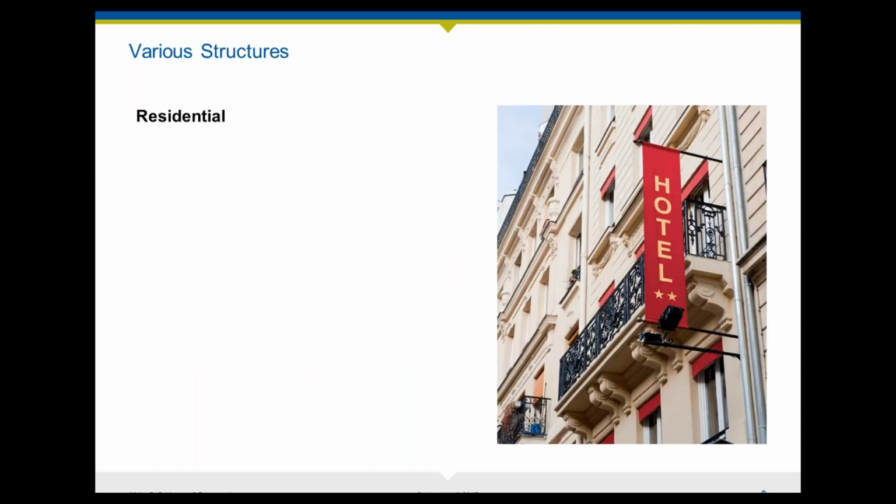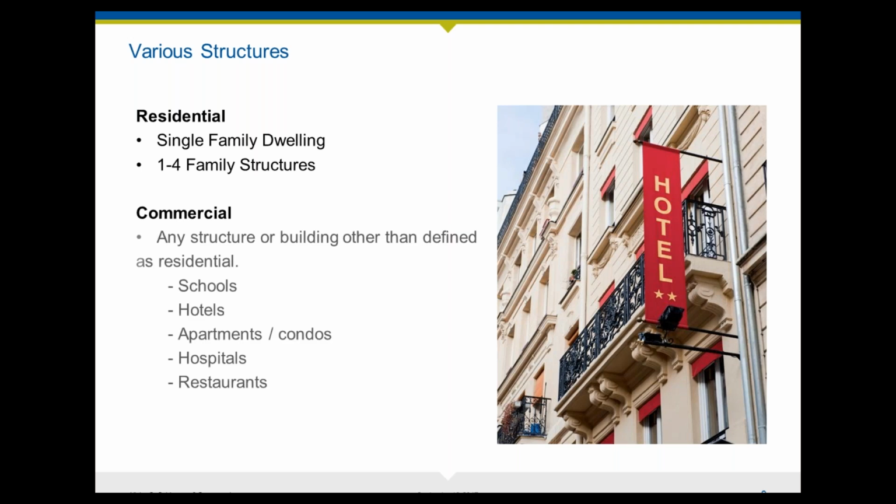You'll hear about builder's risk and people talk about residential and commercial. So I just wanted to give some definitions or some examples of what makes up these two different classes. Residential, those are the single family dwellings or the 1 to 4 family structures, so the duplexes or the quadruplexes. Then you also have commercial structures, and that's pretty much anything that's not a single family dwelling or a 1 to 4 family dwelling. So that can be a school, a hotel, apartments, hospitals, really any building or structure. It would either be residential or commercial. And this goes for both ground up new construction and renovation.